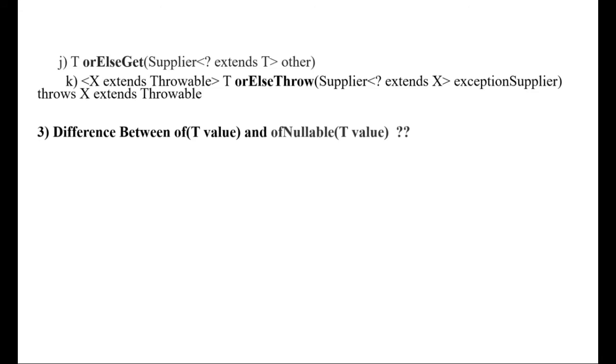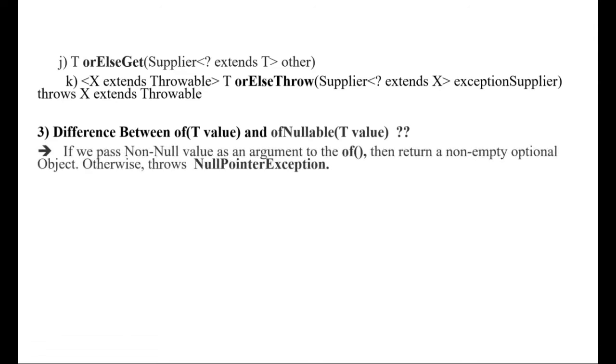Next question. What is the difference between of and ofNullable? Both methods are used to create the Optional object. There are some differences between them. In of, if you are passing a non-null value as an argument, then it will return a non-empty Optional object. But if you are passing a null value as an argument to the of method, it will throw a null pointer exception.